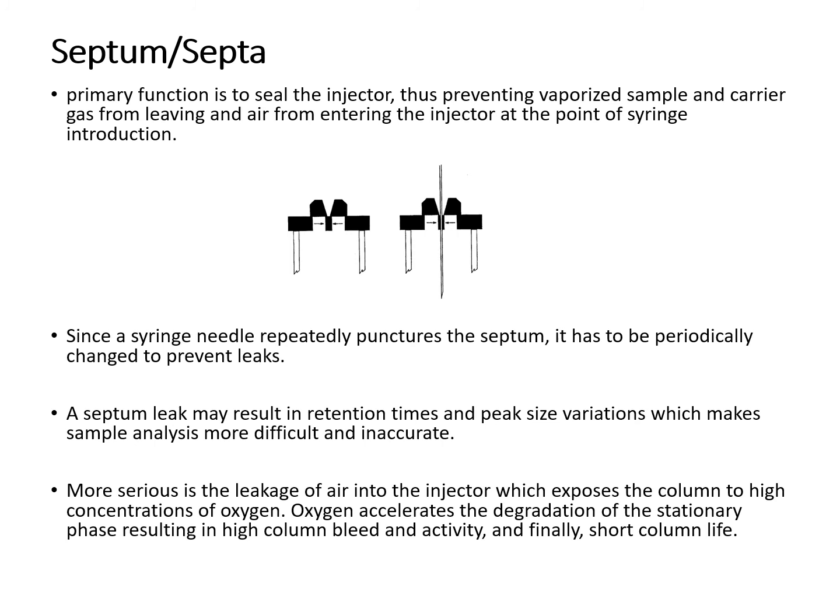A septum leak may result in retention time and peak size variation, which may make the analysis more difficult and inaccurate. More serious is the leakage of air into the injector, which exposes the column to a high concentration of oxygen. Oxygen will accelerate the degradation of the stationary phase, resulting in high column bleed and activity, and finally will lead to a short column life.